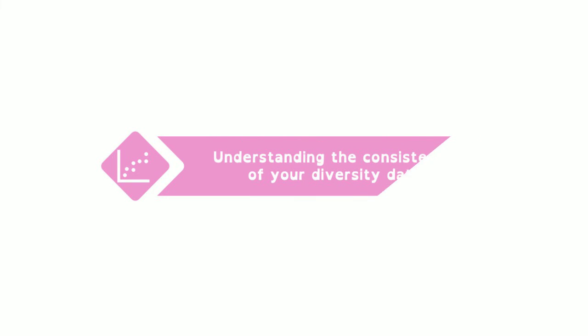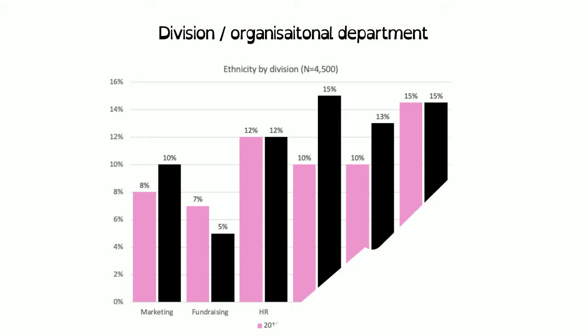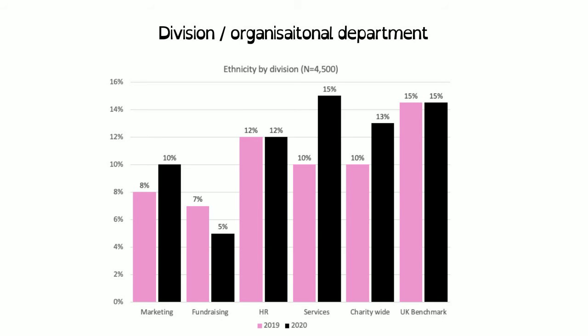So what do you need to cross-reference against? To start with, you need to look at the consistency of your diversity data to understand whether there are pockets of your organisation that are more or less diverse and what you can learn from them, including division or organisational department. This will help you understand whether some divisions are more or less diverse, and then you can explore what's driving those differences. For example, one division may be hiring more diversity because they're using a different job platform.